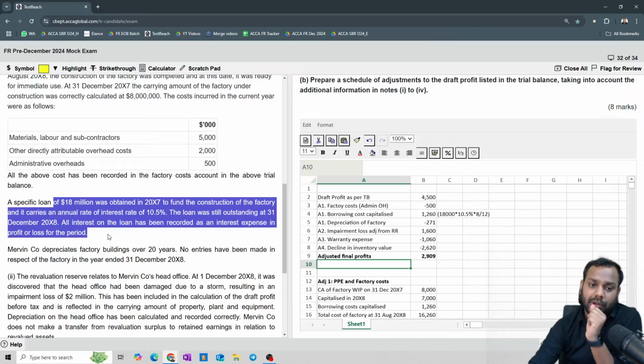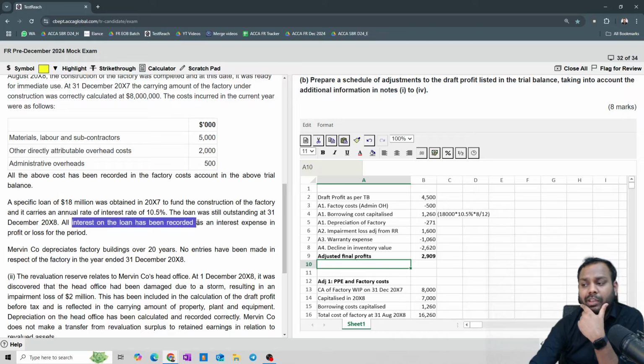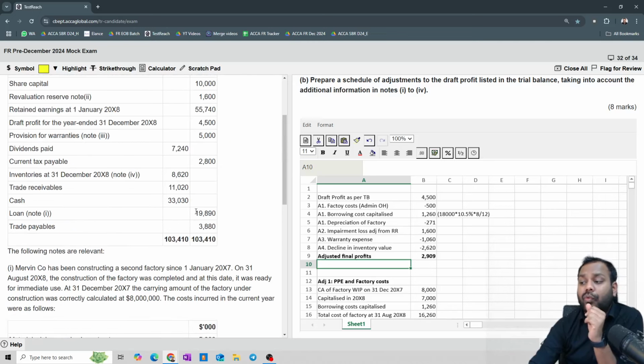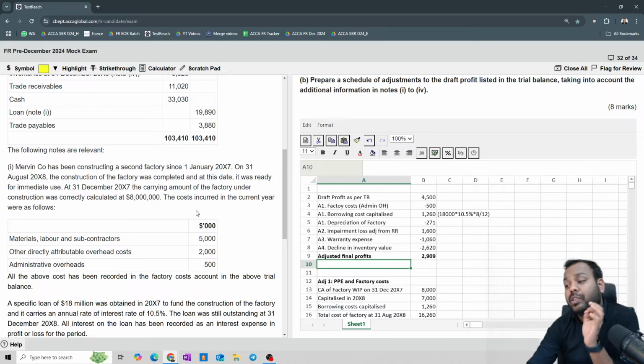So understand. One interpretation of it is all the interest on the loan has been recorded as an interest expense in P&L. All the interest, meaning thereby, the 1.89 is for 1 year only. So that's the reason I am making my interpretation that the loan has been taken towards the end of the previous year, that is on 31st December 20x7. But still the question is not saying anything specifically. Then what will I do? I can make any assumption here that the loan was taken at the beginning or at the end of the previous year.